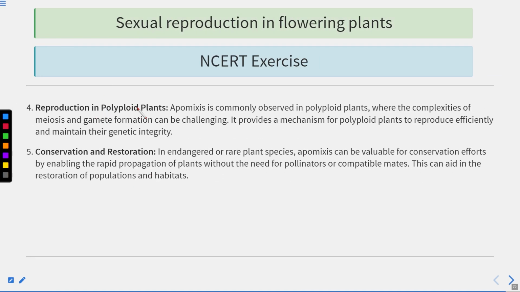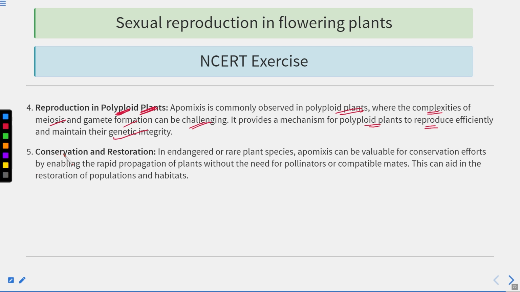Next is reproduction in polyploid plants. Polyploid plants are those plants which contain more than two sets of chromosomes. Apomixis is commonly observed in polyploid plants where the complexities of meiosis and gamete formation can be challenging. It provides a mechanism for polyploid plants to reproduce efficiently and maintain their genetic integrity.